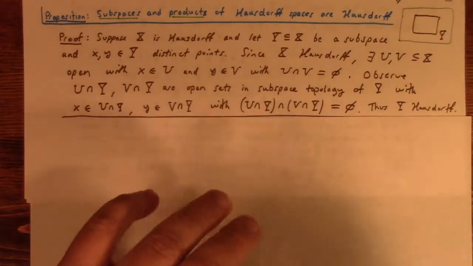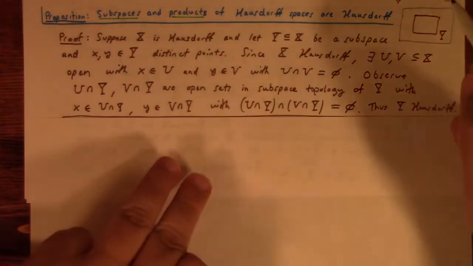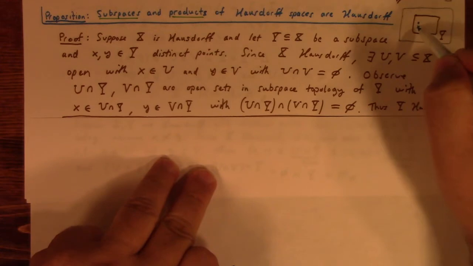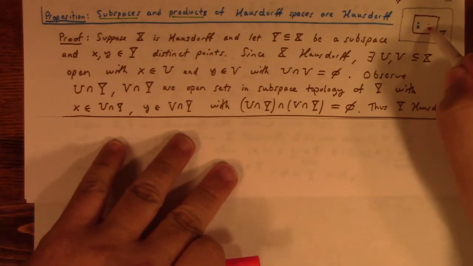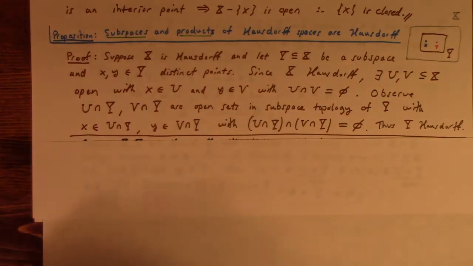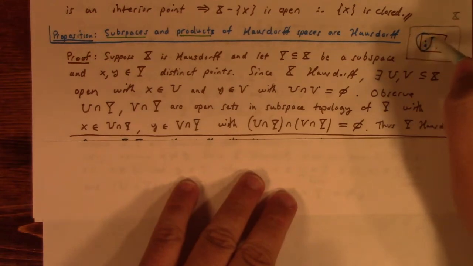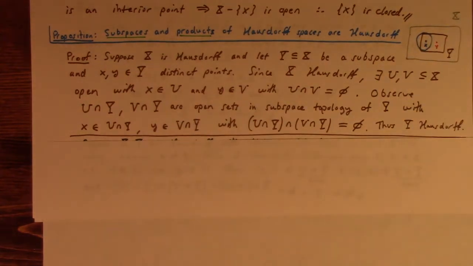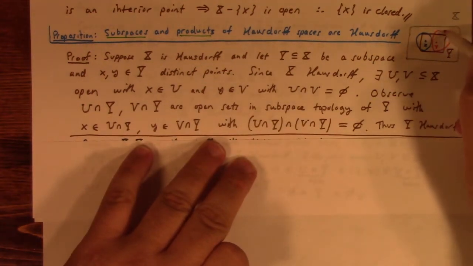Okay. There's Y. And you've got these two points, right? You've got your x and you've got your y. Now, what was said is that X is Hausdorff, right? So you get an open set around x, and an open set around y, and these two open sets are disjoint, right?